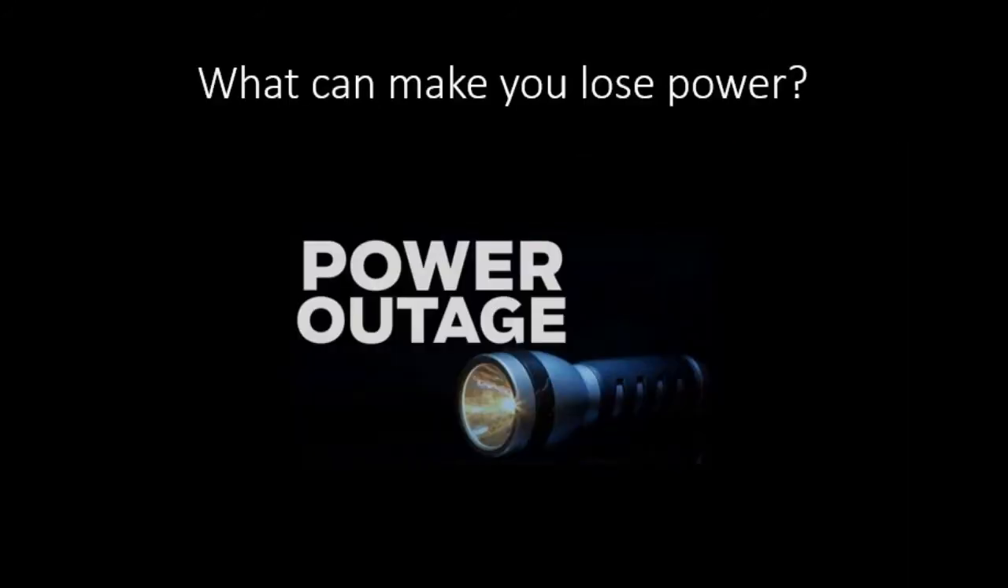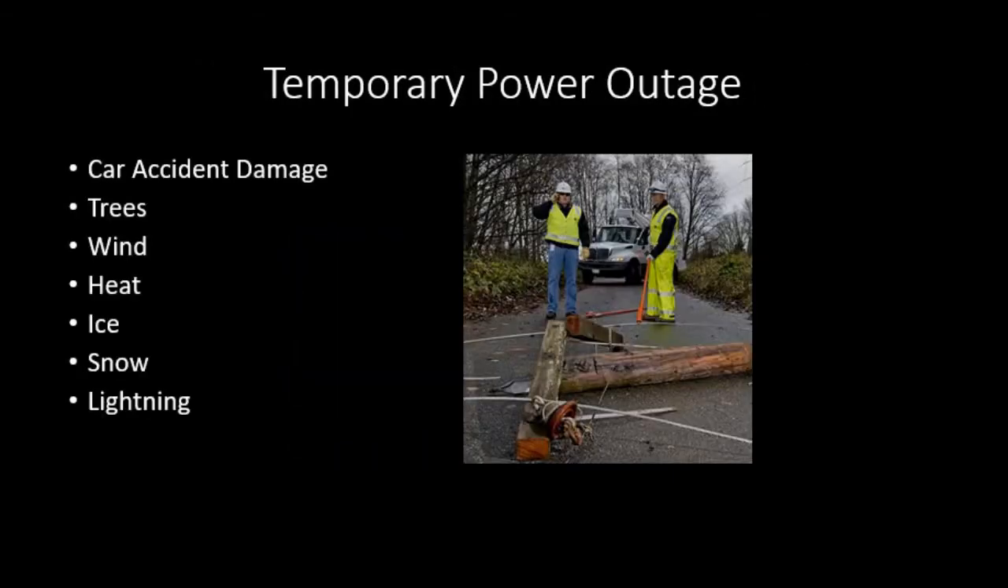So what can make you lose power anyway? There can be temporary power losses, which we all are used to. That could be caused by a car accident of someone running into a power pole and dismantling the power supply. It can be done by damage from tree limbs falling on power lines. It can be done by windstorms. It can be done by excessive heat, requiring the power company to turn the power off to prevent overload. It can be done by ice.